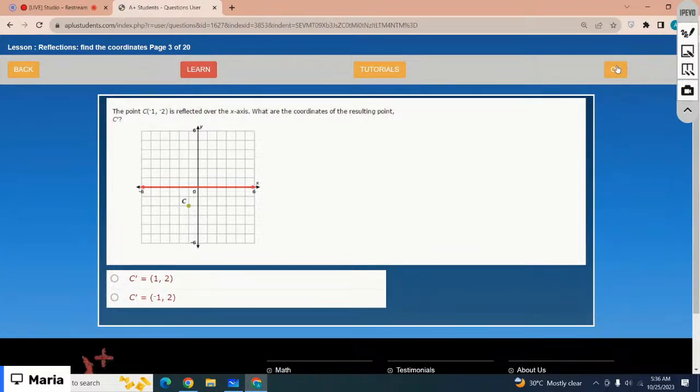The point C (negative 1, negative 2) is reflected over the x-axis. What are the coordinates of the resulting point? Okay, reflected over the x-axis, so it would be from here to here. So x is negative 1 and y is 2. It would be negative 1 and 2. Option number 2 is the correct option.